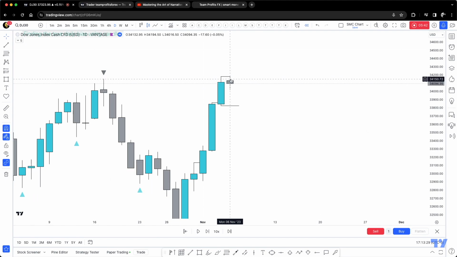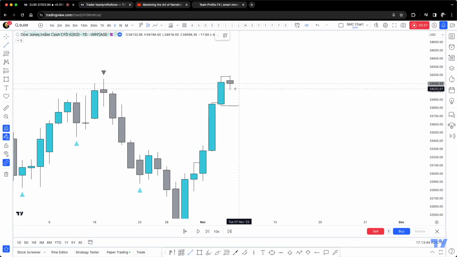But now look at what's happening. It's failing to displace above. It's not doing like this one or this one or this one, right? It's just failing to displace above and instead retraced and even closed bearish. This is now a bearish candle.